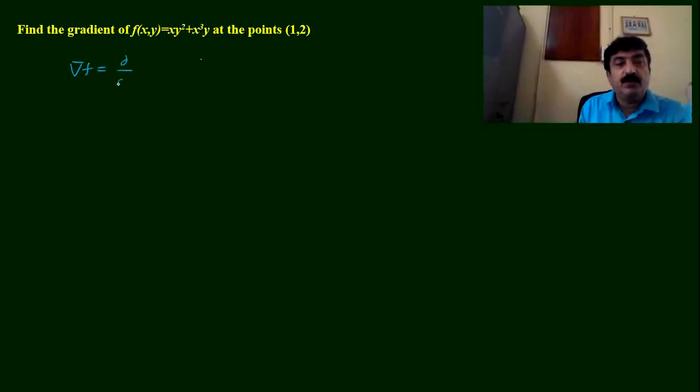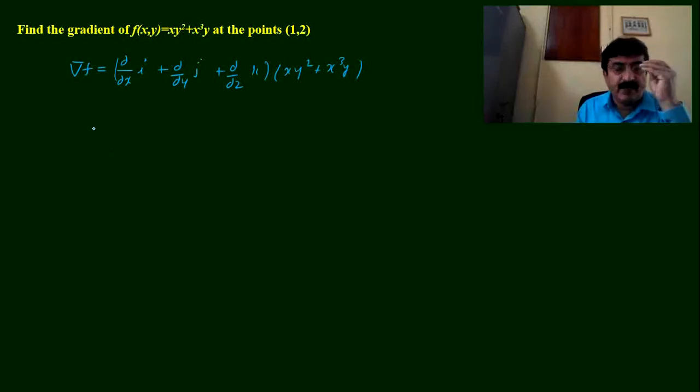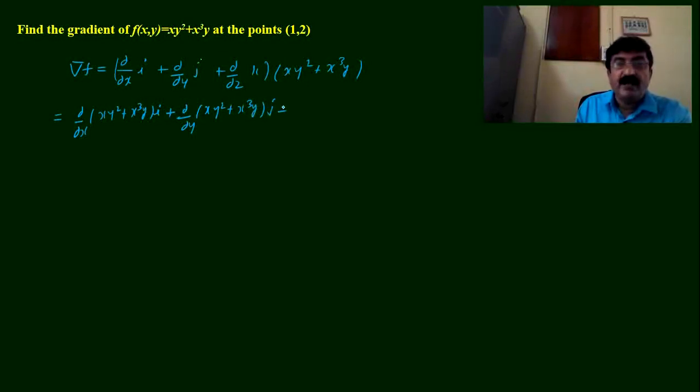Dear students, gradient is given by del f. Del f is equal to dou by dou x i plus dou by dou y j plus dou by dou z k. This is a del operator. Multiplication, simple multiplication, x y square plus x cube y. Okay, so this we have to simplify. Well, this is a partial differentiation. It is dou by dou x of x y square plus x cube y, that is the given function, into i, plus dou by dou y of the given function, that is again x y square plus x cube y, into j, and dou by dou z of again x y square plus x cube y into k.